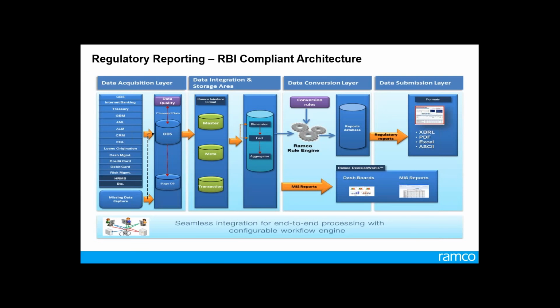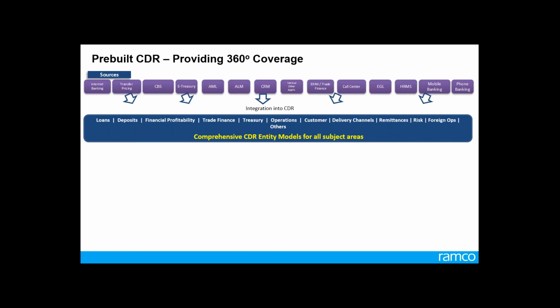The entire data acquisition layer is orchestrated by our integrated ETL engine, which allows you to integrate data from various different source systems and combine it into what we call interfaces. And the data integration layer is powered by our pre-built CDR. So the CDR comprises all of the different functional areas of the bank that are necessary for not only the regulatory reports but also for various internal MIS reports as well. So there are predefined data structures and data models for loans, deposits, trade finance, treasury, customer delivery channels, remittances, forex transactions, etc., and risk. So all of these things are predefined data models.